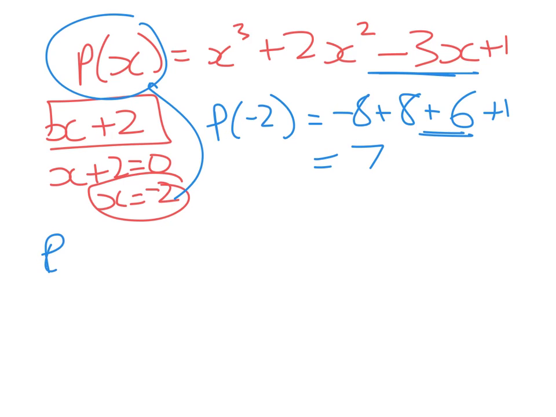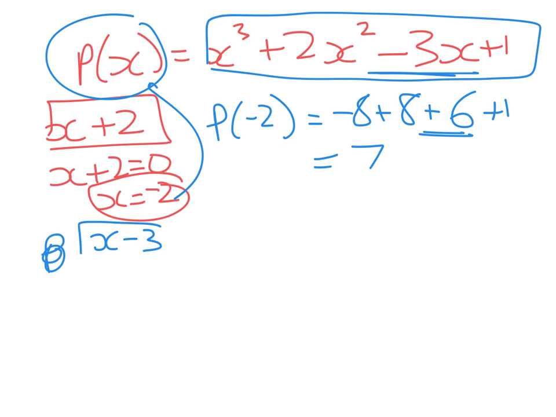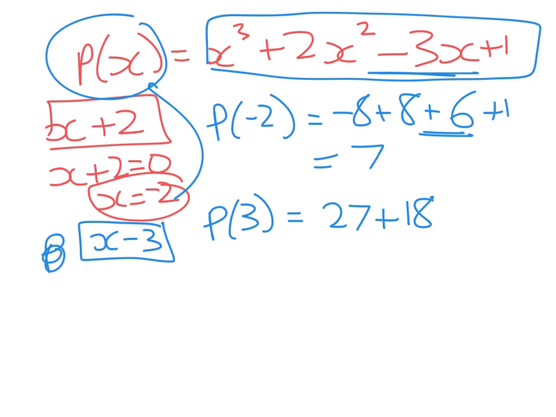We do the same thing for part B, which was to evaluate this. What is the remainder when it's divided by x minus 3? So I evaluate the polynomial at 3 and I get 27 plus 18 minus 9 plus 1, right? So I'm substituting in there, which is 37. Now the last one, just be a wee bit careful with that.